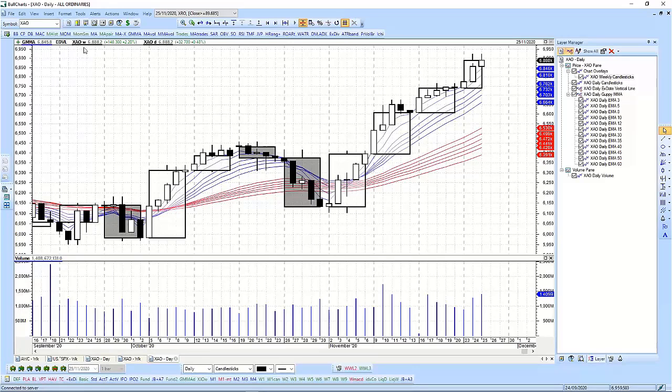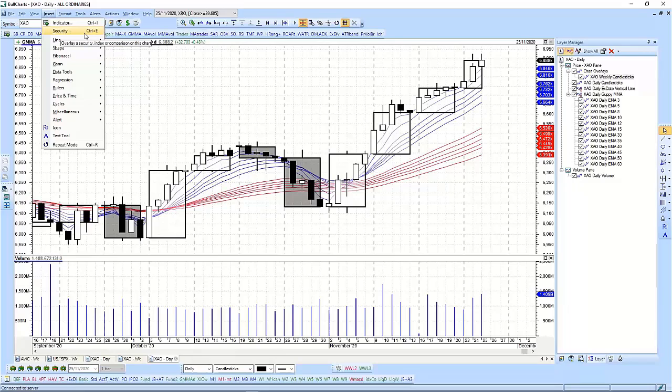Yeah. Thanks. For anyone who missed it, insert security. And you can put the same security on top of itself with different time frame, or one can be a line chart and the other can be candles or bars. You can do all of those sorts of things.